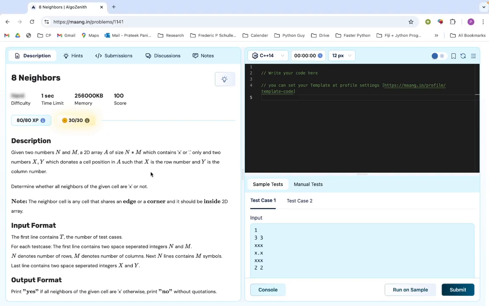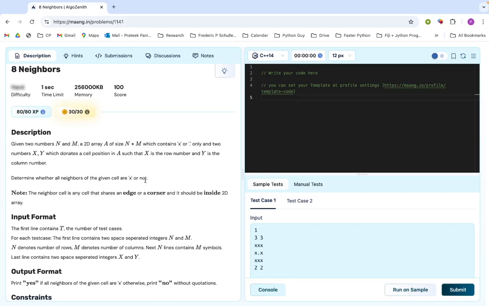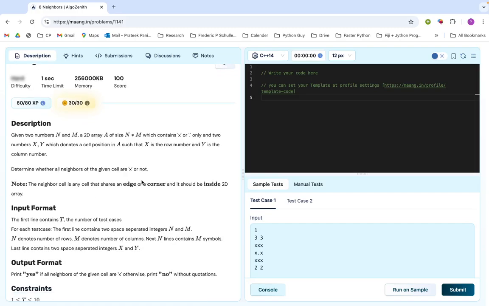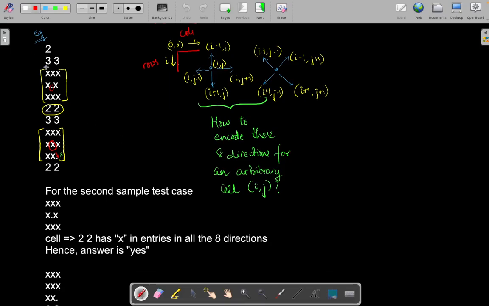Hi guys, we will be discussing this problem called eight neighbors. So the description reads as the following. You can go over the description, but I would like to go over the problem statement in a clearer way on this slide. Okay, so let's take two sample input examples.